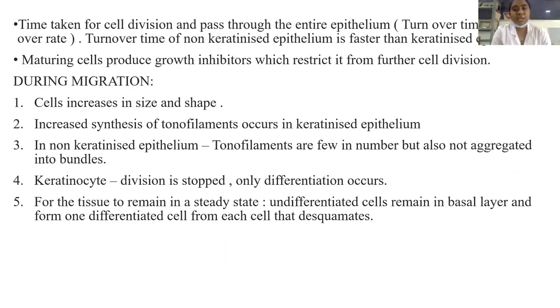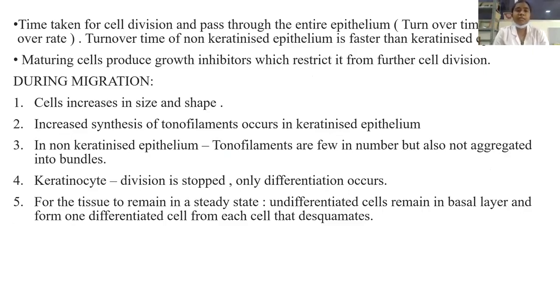So, what is the time taken for this cell division and what is it called? The time taken for cell division and passage through the entire epithelium is known as the turnover time or turnover rate. The turnover time of non-keratinized epithelium is faster than keratinized epithelium. Maturing cells produce growth inhibitors which restrict them from further cell division.